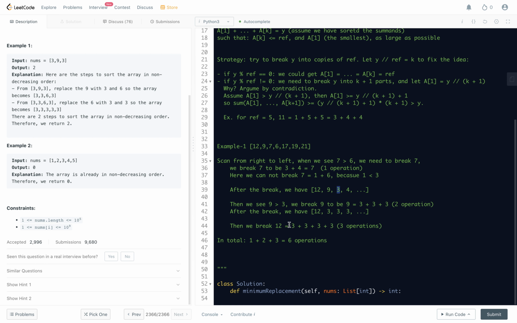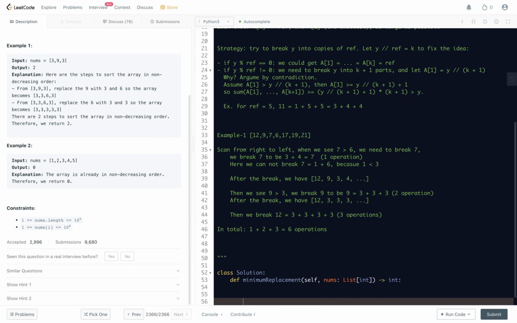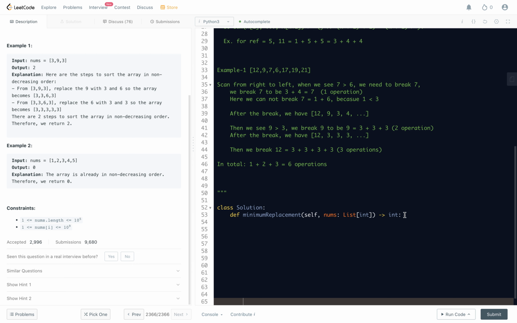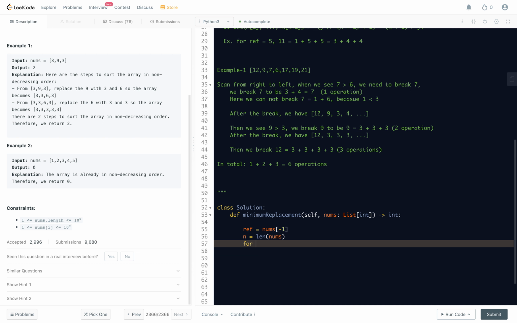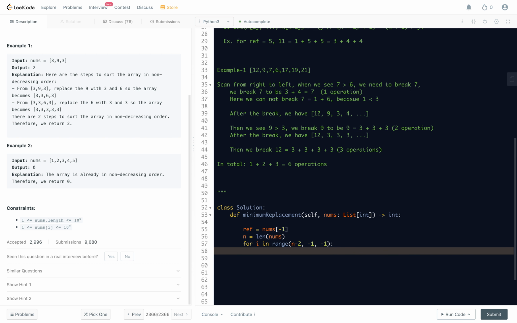So that's the walkthrough. If we absorbed the strategy above, then writing the code is actually a piece of cake. So first, let's make a reference that is nums[-1], the rightmost element. Then we track the length of nums, let's call it n. Then we're going to look from right to left, so for i in range. The second to last index is n minus 2, and we are going to end at 0, so we write -1 here, and the increment is -1, meaning that we scan from right to left.